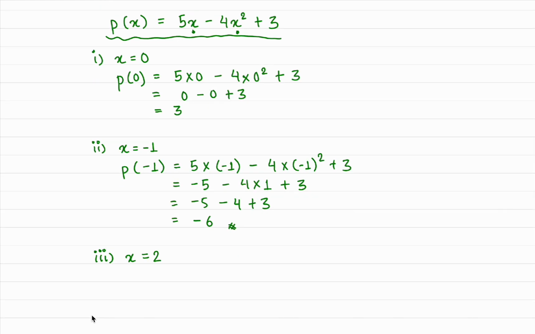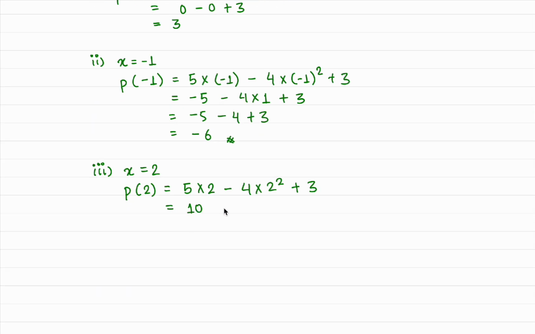So in case of 2, we have to find the polynomial in terms of 2, which is going to give us, again, our 5 is there, right? It's right there. And our x is 2 in this case, minus 4 times, again, our x is 2, so 2 square plus 3. Now we just multiply these numbers. We are going to get 5 times 2 is 10. Minus 4 times 2 square is 4, so 4 fours are 16 plus 3. Now 10 minus 16 is minus 6, minus 6 plus 3 is minus 3.